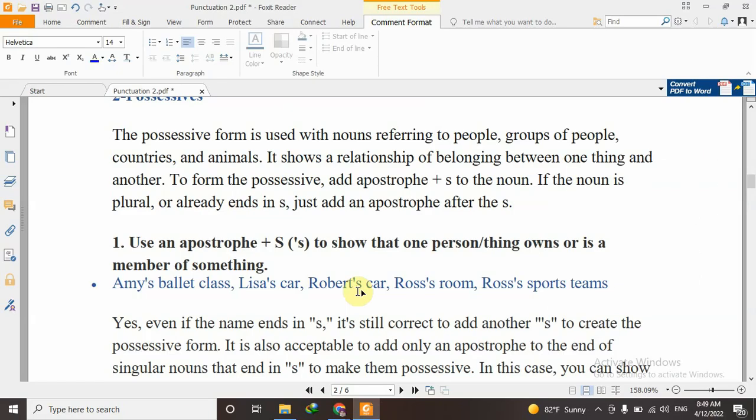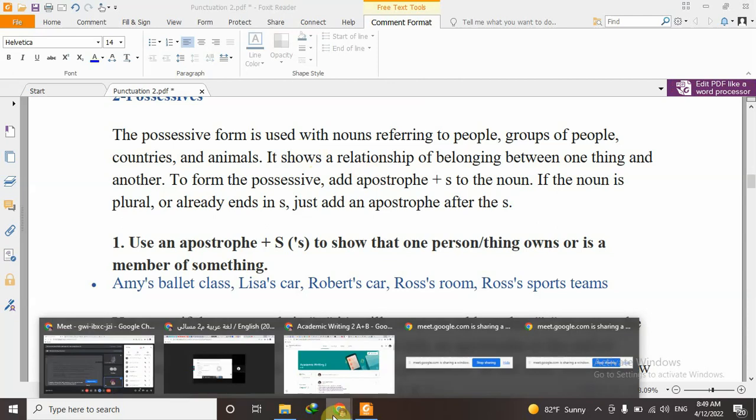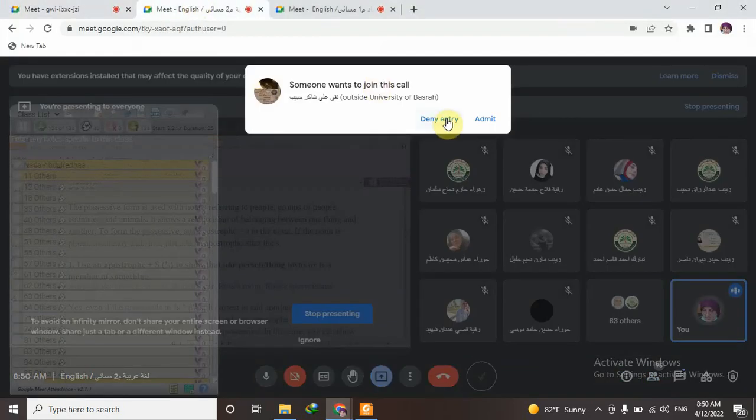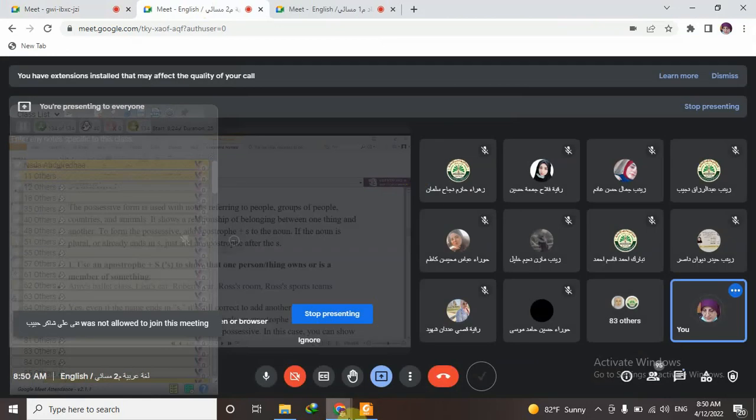Now we are going to talk about the possessive form, which is used with nouns referring to people.